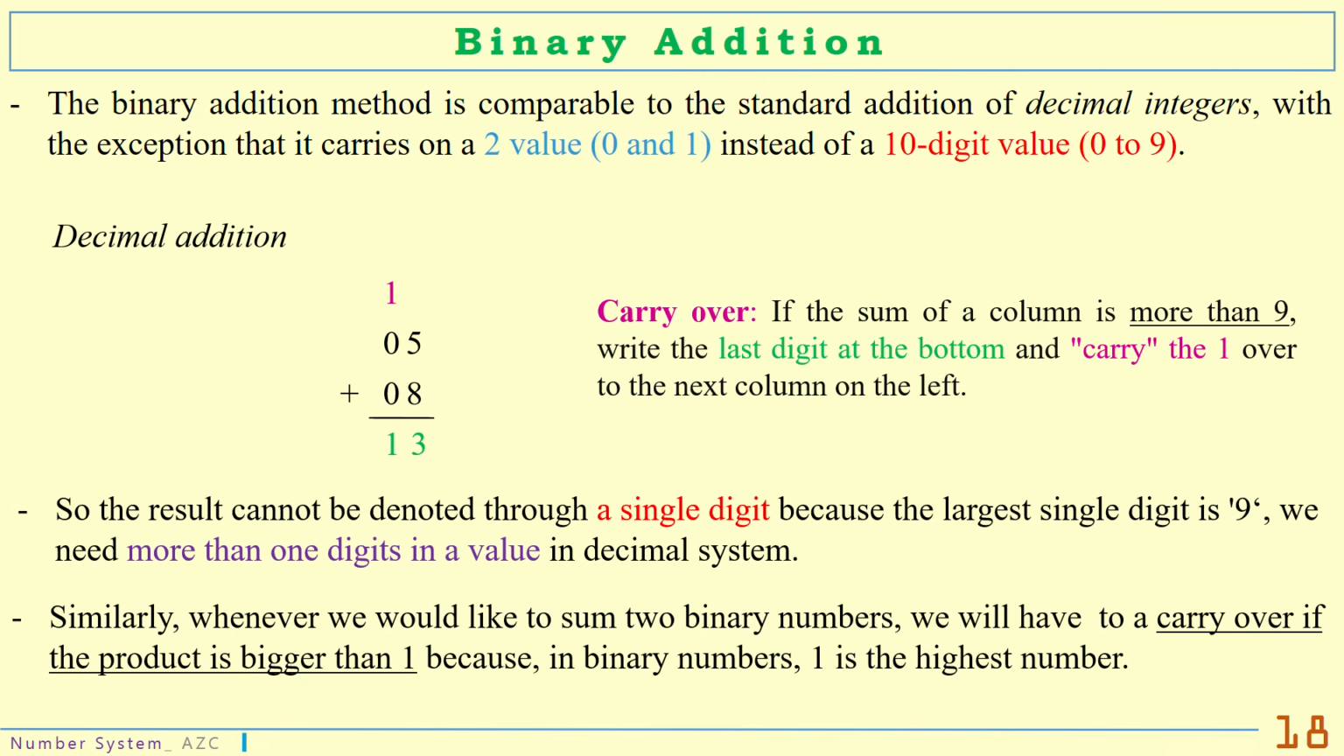Similarly, whenever we would like to sum two binary numbers, we will have to carry over if the sum is bigger than 1, because in binary numbers, 1 is the highest number.